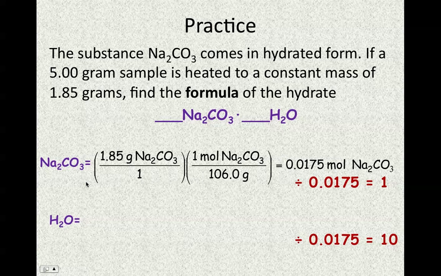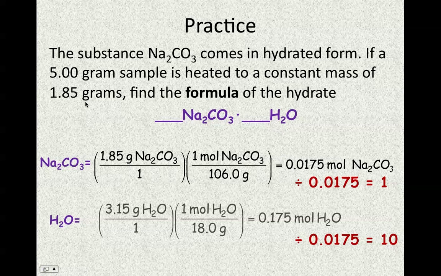Here we're going to basically take our anhydrous salt, which is 1.85 grams. Again, this is once all the water has been driven out. We're going to use the GFM and convert it to moles. We're then going to find the mass of the water, just like we did in the previous example, which is the difference between the hydrated form and the anhydrous form, which is 3.15 grams, dividing it by its GFM to get my number of moles. And then just like yesterday, we're going to divide by the smallest amount of moles, which is our sodium carbonate, which gives us a ratio of 1 to 10.